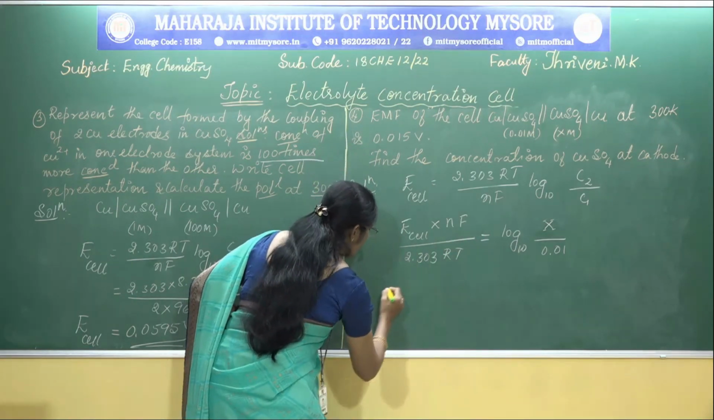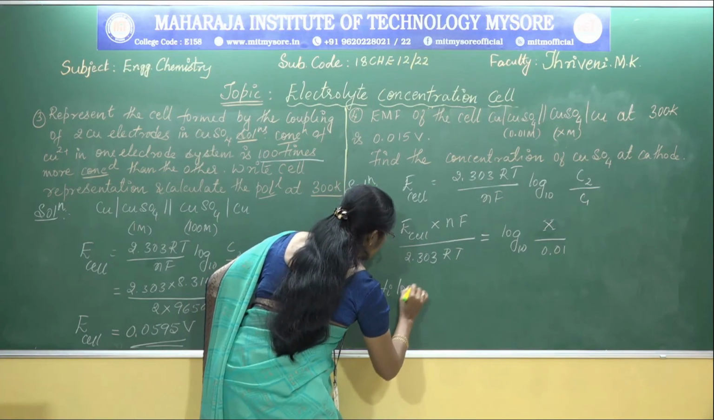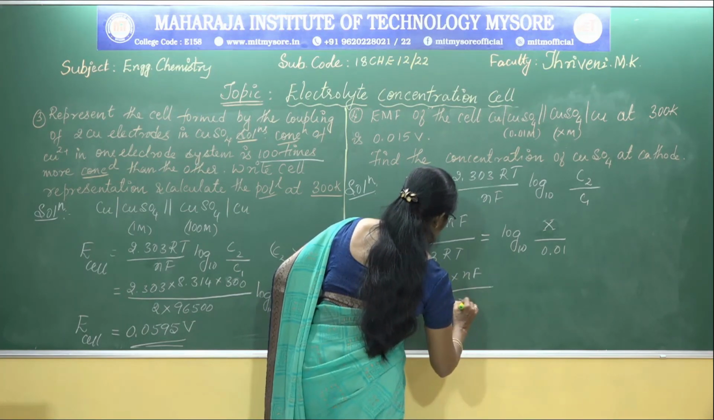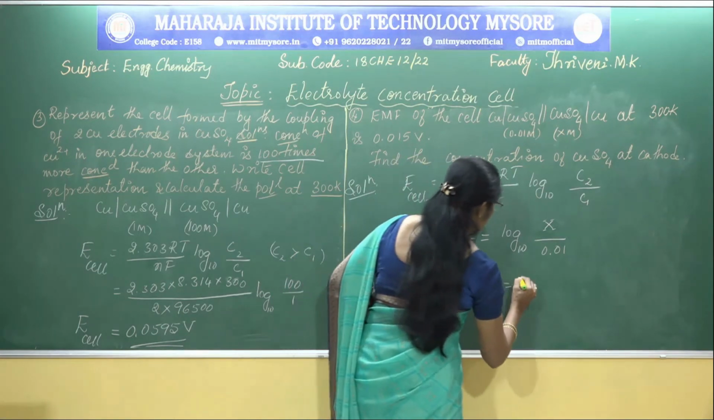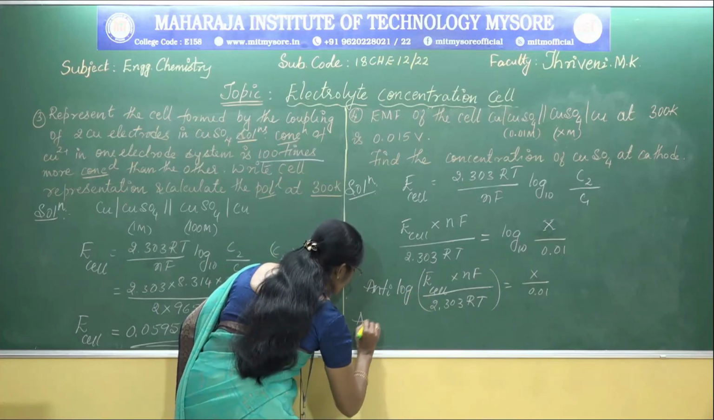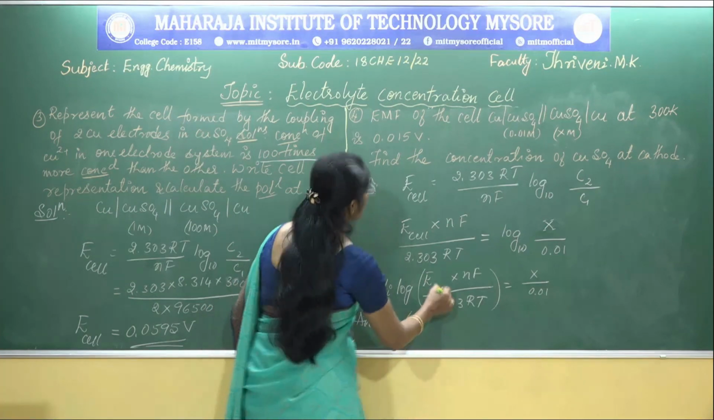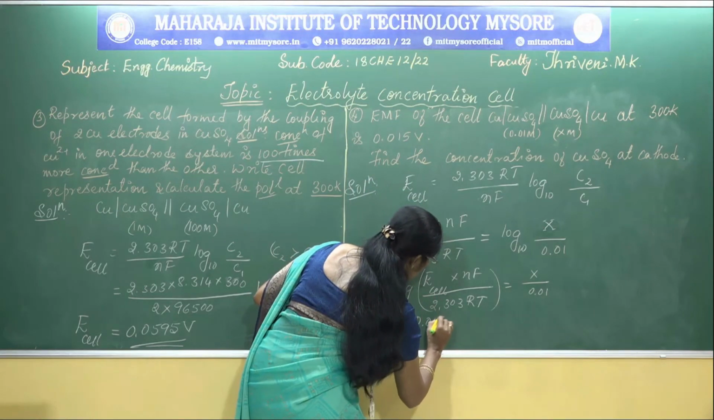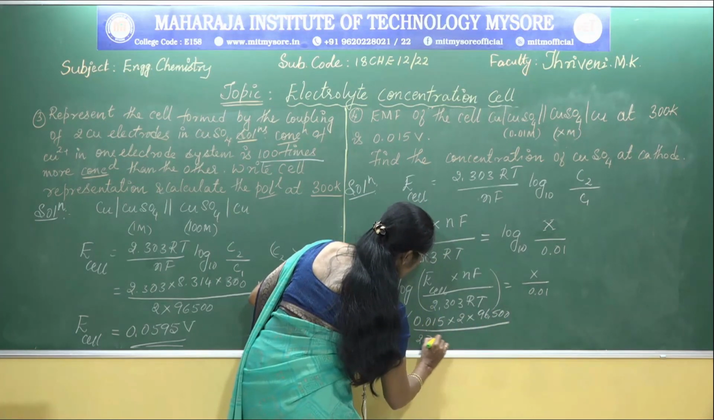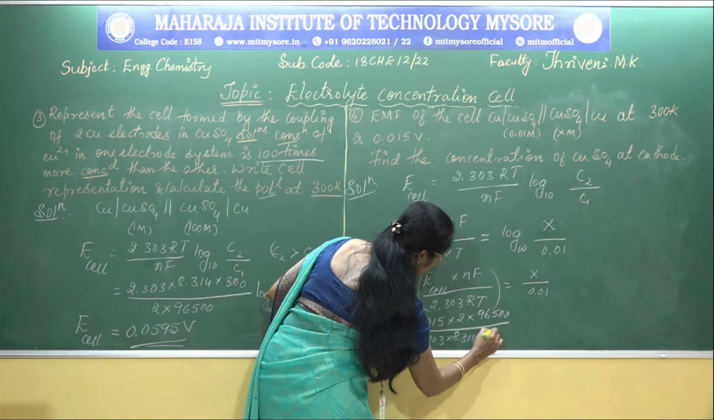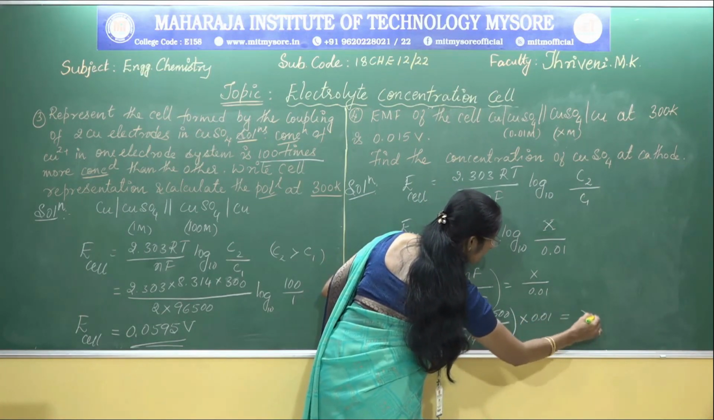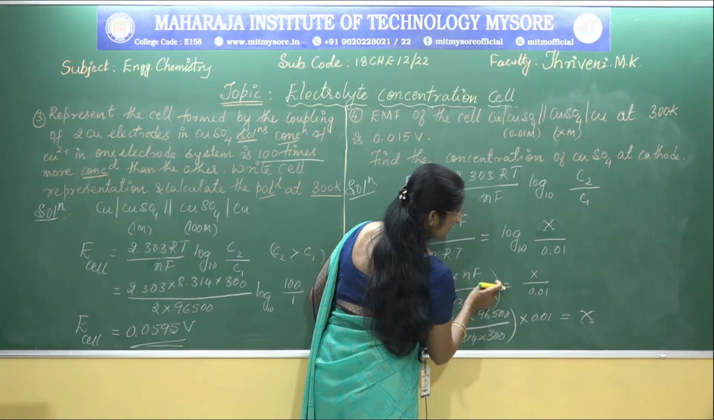So therefore anti-log of E cell into nF divided by 2.303 RT equals X divided by 0.01. Next, I will substitute the values. So that is anti-log of E cell value is 0.0591, n value is 2, F value is 96,500 divided by 2.303, R value is 8.314, into T value is 300, into 0.01 is equal to X. Is it clear? I am taking this here, so therefore it becomes into 0.01.